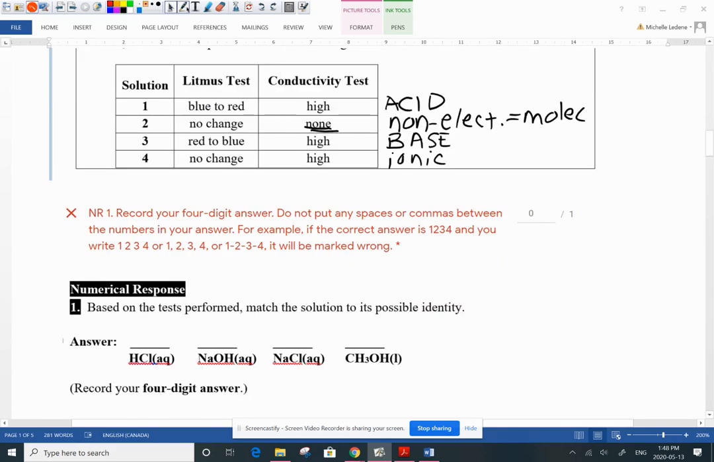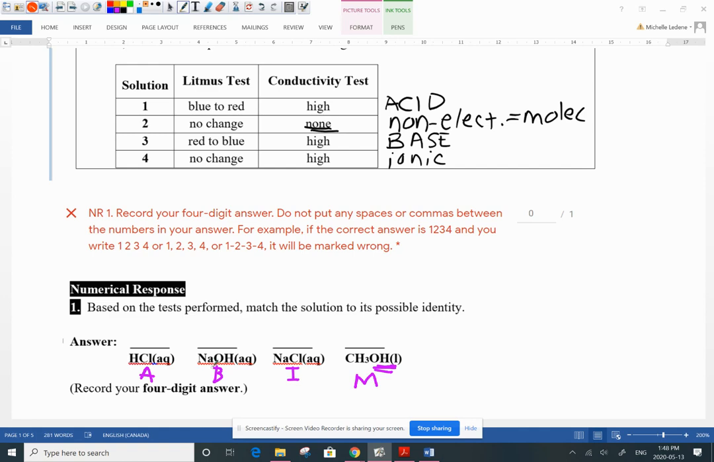And so you've got HCl, which we know is an acid. You've got NaOH, which we know is a base. Here's our neutral ionic compound, salt, sodium chloride. And then I think a lot of people look at that and they say, oh, this is OH, this is a base. No, it's not. This is a molecular compound.